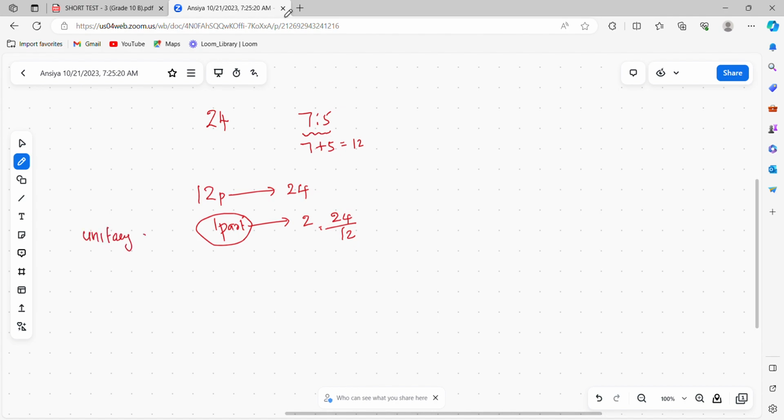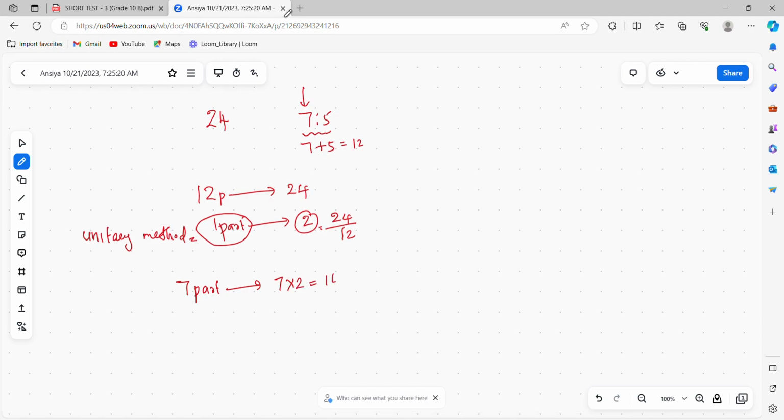So we are checking what is equal to one part. One part represents 2. Now it's easy. 7 parts represent 7 times 2, which is 14. 5 parts represent 5 times 2, which is 10. So we are dividing 24 into 14 and 10 based on the ratio. This is method 1. How did we do it? First find out what one part represents and then go from there.